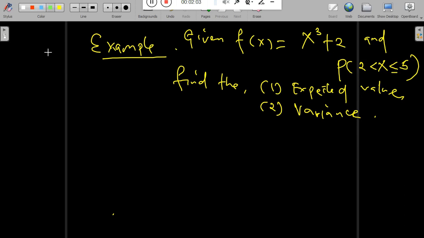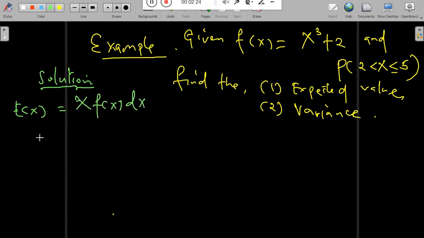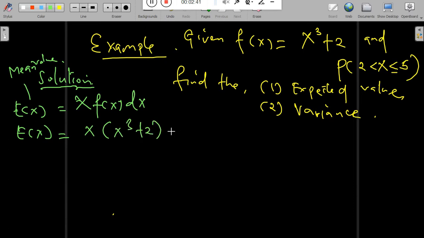So from this, given the function f(x) equal to x cubed plus 2, and given the probability limits 2 up to 5, you are required to find the expected value and the variance. Solution. Our expectation of x, the expected mean, is given by the integral of x times f(x) dx. Since we have f(x) as x cubed plus 2, we multiply by x and put the integral from negative infinity to positive infinity.